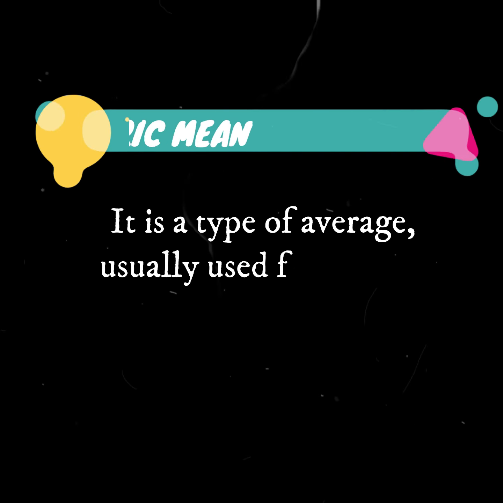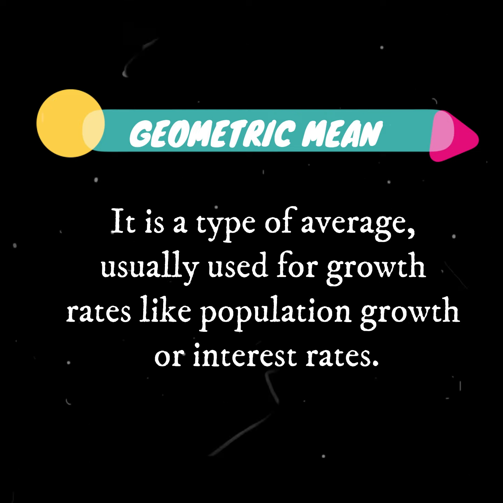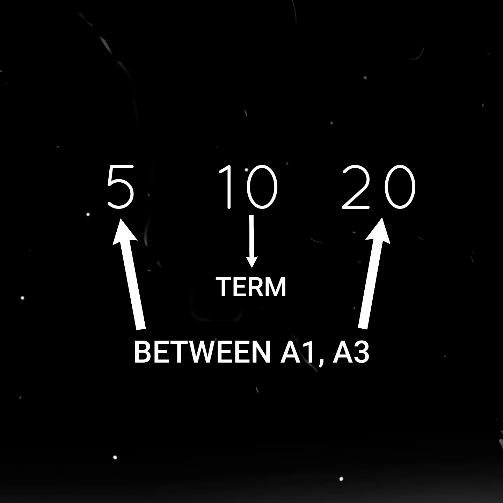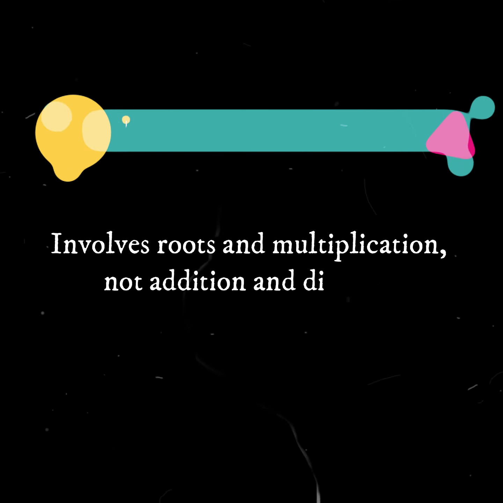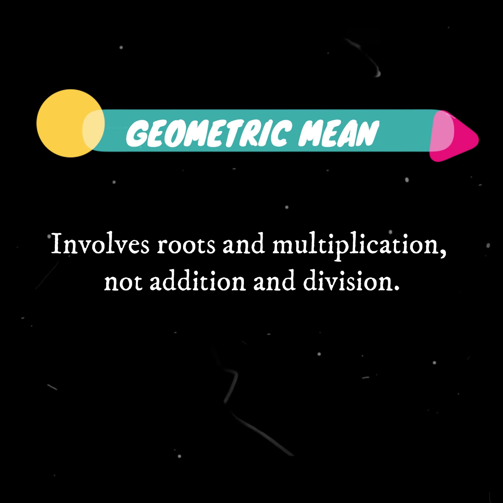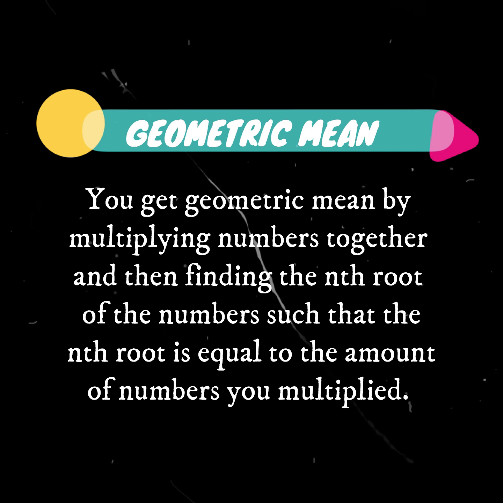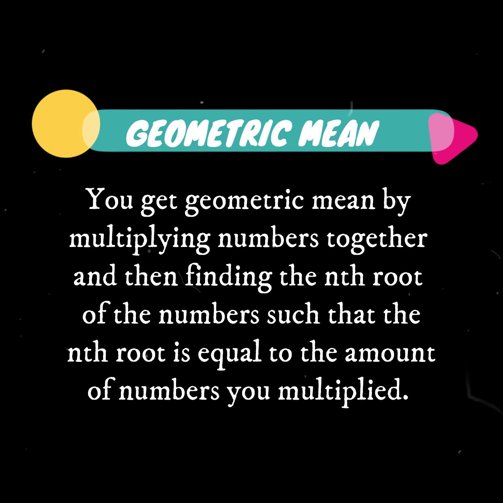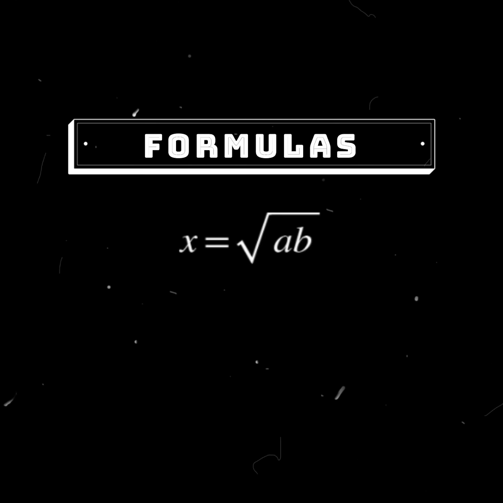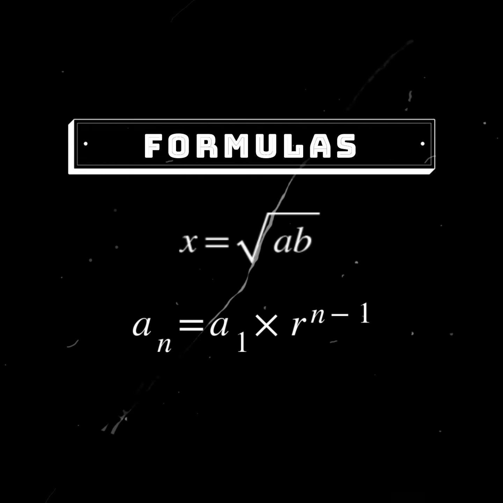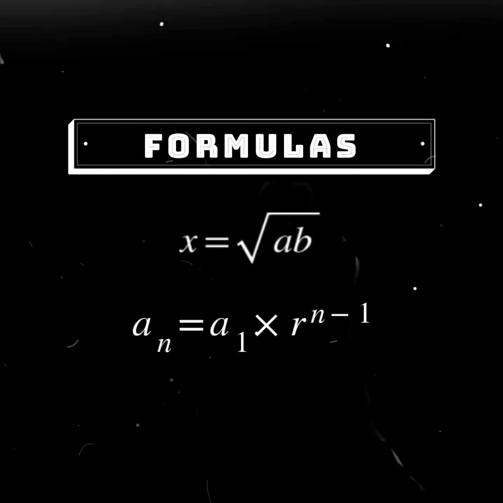Geometric mean. The geometric mean is a type of average usually used for growth rates, like population growth or interest rates. A term between two terms of a geometric sequence is a geometric mean of the two terms. It involves roots and multiplication, not addition and division. You get the geometric mean by multiplying numbers together and then finding the nth root of the numbers, such that the nth root is equal to the amount of numbers you multiplied. Here are the geometric mean formulas. X is equal to square root of AB, or a sub n is equal to a sub 1 multiplied by r raised to n minus 1.